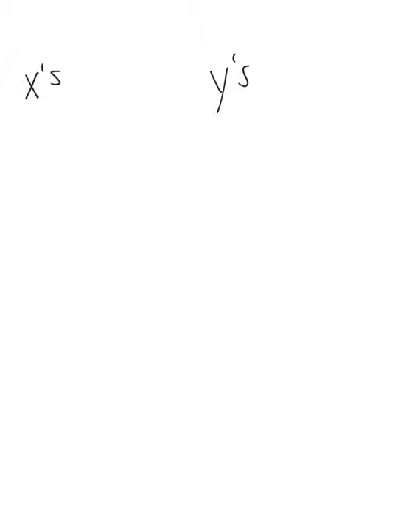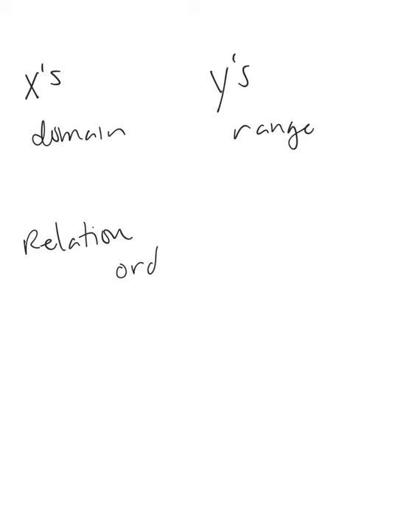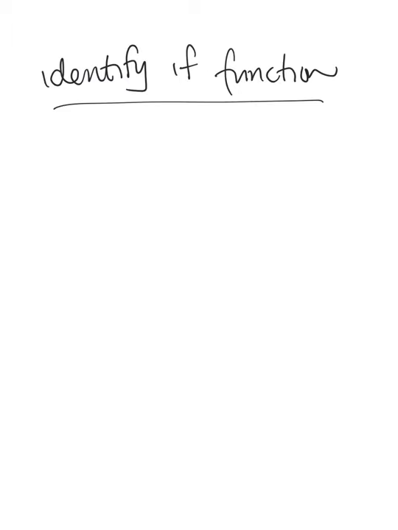The domain. Right. So the range is the y values. A relation is considered ordered pairs. This is already in one of your review packets. That's what a relation is. So, a function, every x value, just the x values, go to at least one y value.